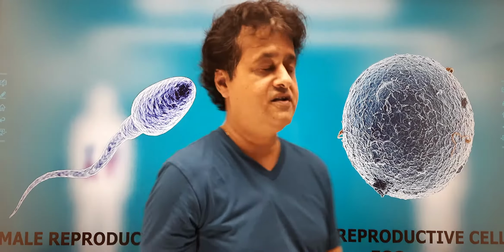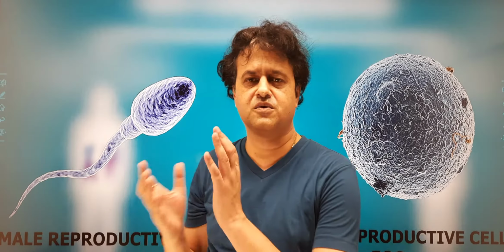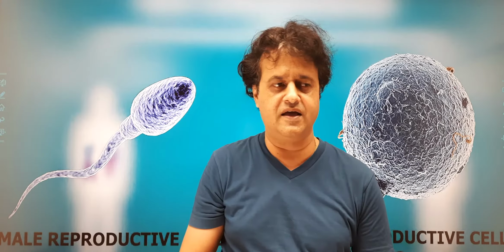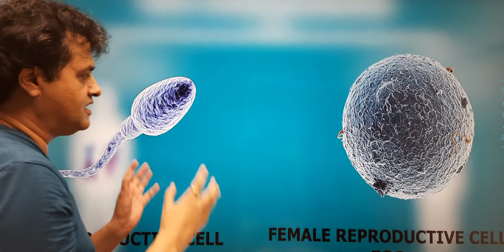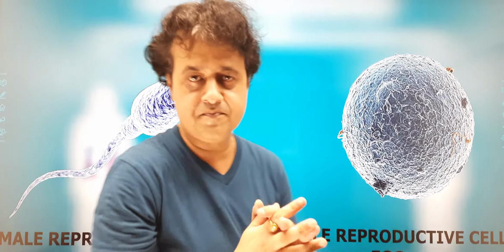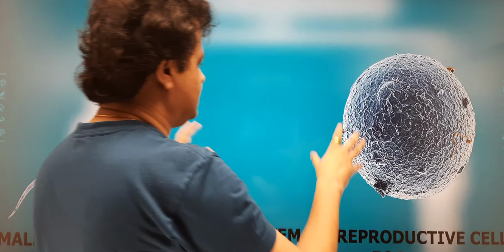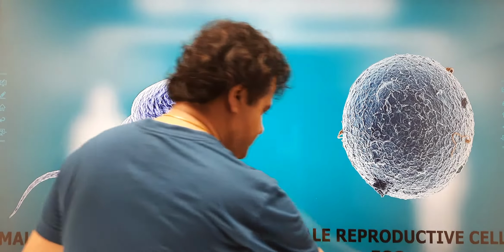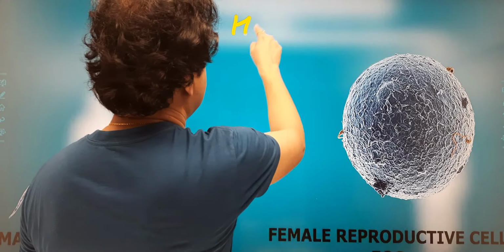Gametes are the reproductive cells or germ cells of respectively male and female. Male germ cell is known as sperm, female germ cell is known as ovum. At the time of fertilization, these two come closer and combine together. So what I was saying in the previous slide, since you know that these are haploid cells.